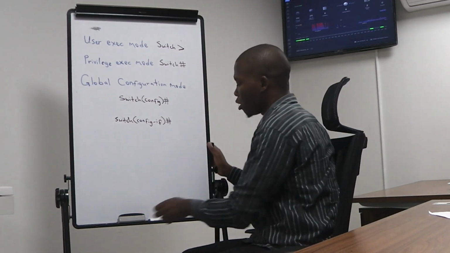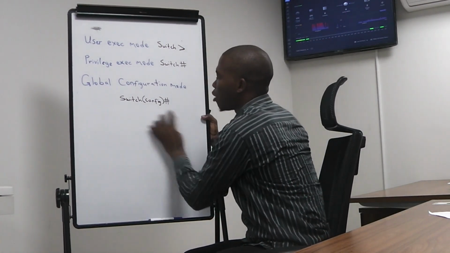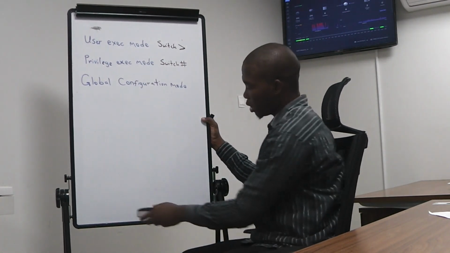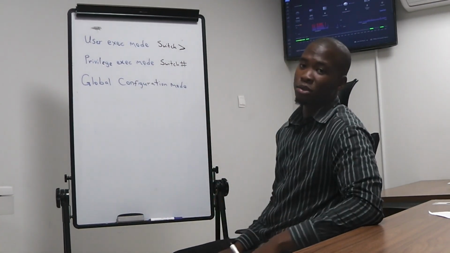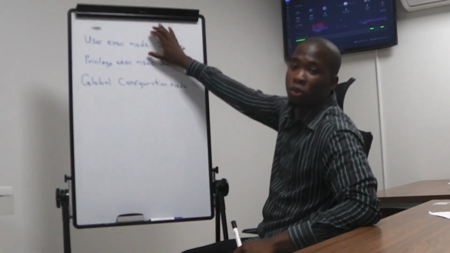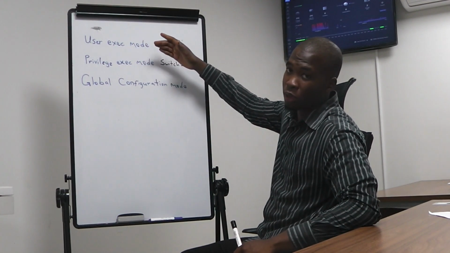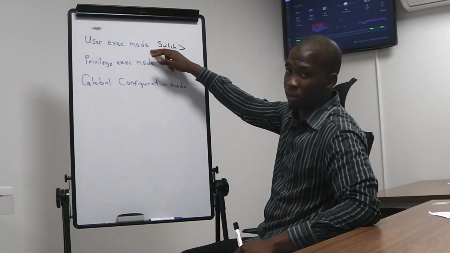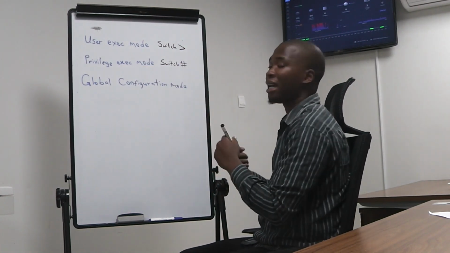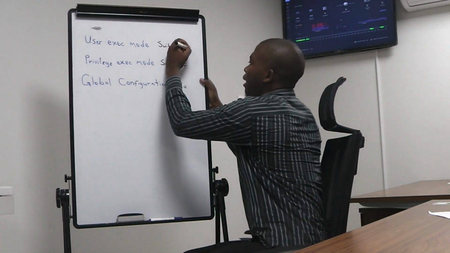Now, how do we move around, or navigate between these three modes? After having access to the CLI, like I said, the first mode you'll be prompted with will be the user exec mode. While I am at the user exec mode, if I want to move to the privileged exec mode, you need to type enable.